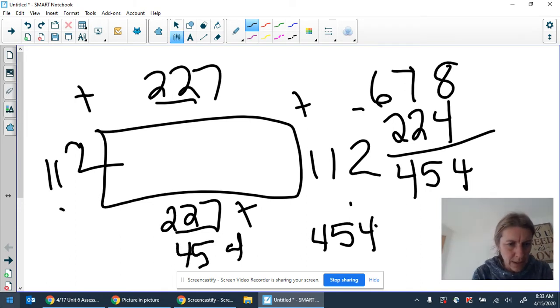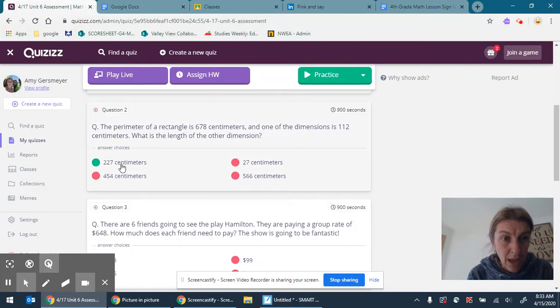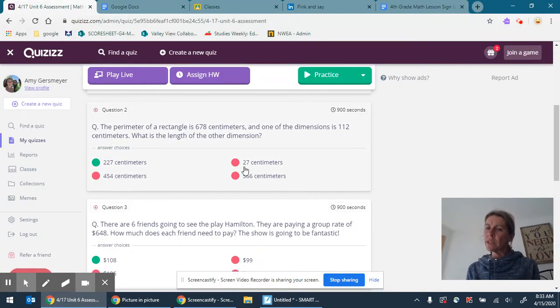Let's see if 227 was an option. Believe it or not, I can't remember. Yes, 227, the correct unit, centimeters. That is how they got that.